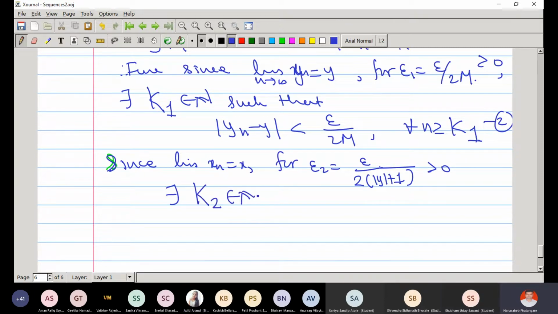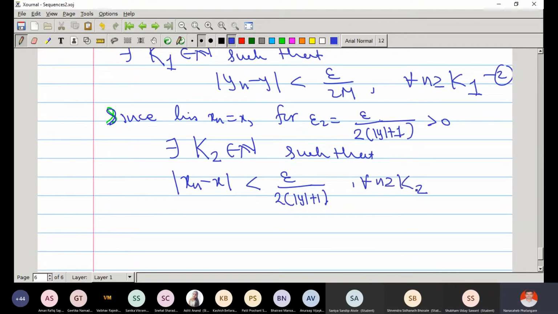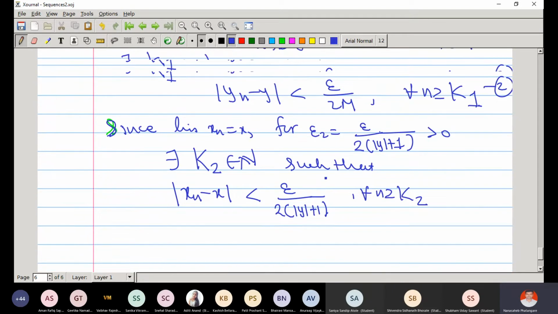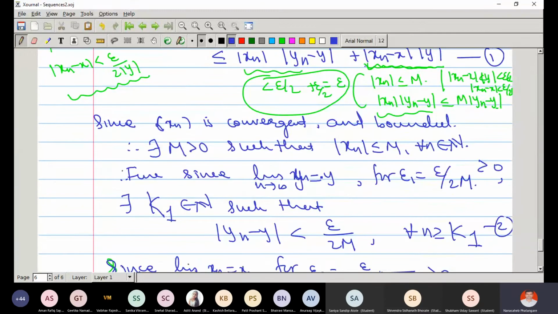There exists k2. So there, number k2 may not be the same as k1, such that xn minus x is less than epsilon upon 2 times absolute value of y plus 1, for all n greater equal k2. Now, certainly this quantity is less than epsilon, then this amount would be less than the second term in our expression, epsilon by 2. That we'll see later on. But the idea is clear.